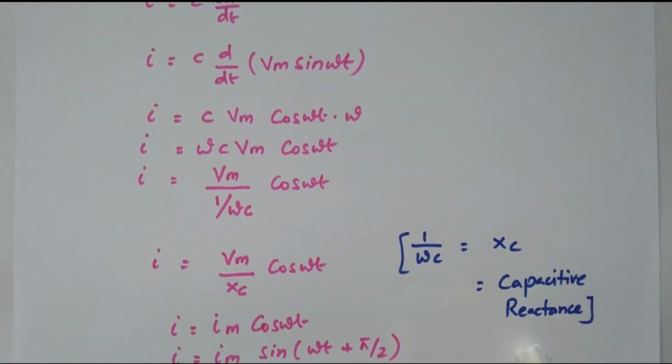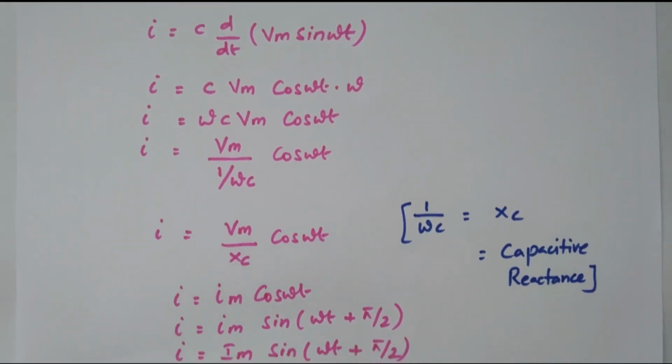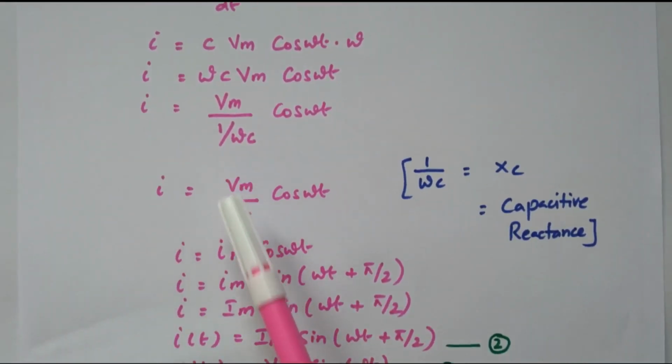That is the capacitive reactance, which is very similar to resistance, opposing the flow of current, equal to the resistor value. So 1 divided by omega C is replaced by Xc. Now I equal to Vm by Xc into cos omega t. Xc is nothing but the capacitive reactance, that is 1 divided by omega C.